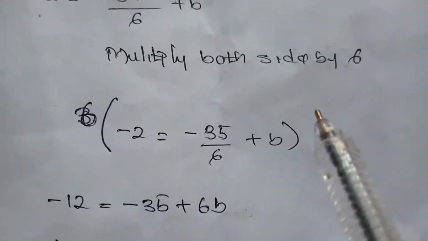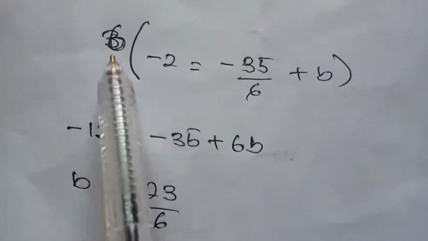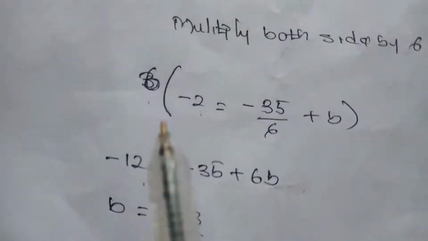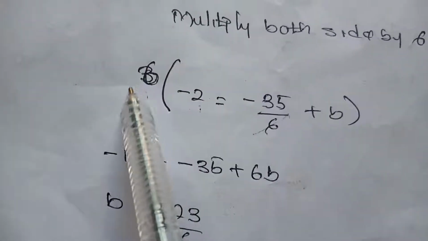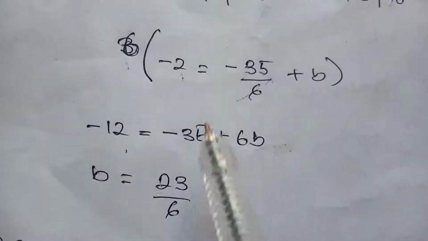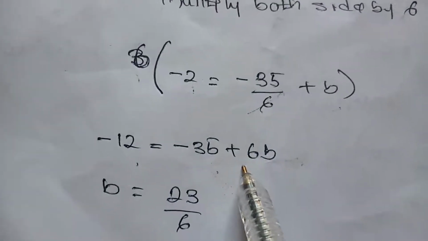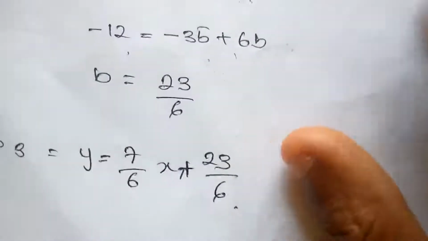So multiply both sides by 6, so I can solve for our b. We are simplifying further. 6 times minus 2 gives us minus 12. The 6 cancels here, leaving us 35. And 6 times b gives us 6b.